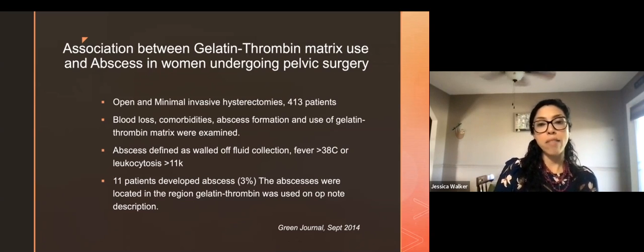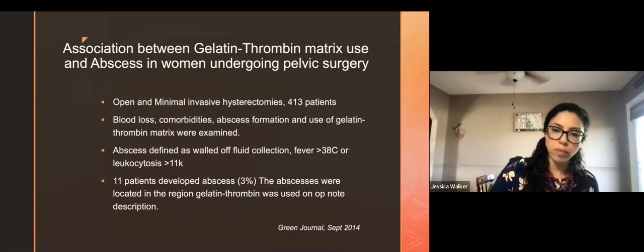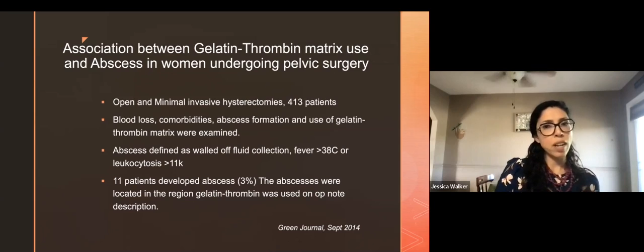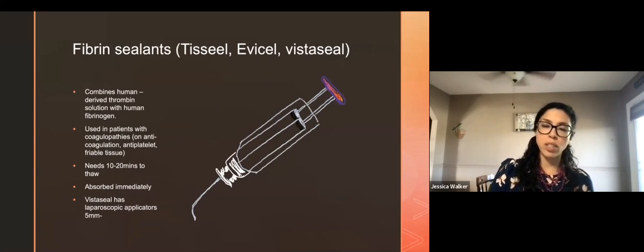But basically, 11 patients developed abscess, and all of those 11 patients were in the arm that was used with the gelatin thrombin. So 3% of the patients, and the location of the abscess was where the gelatin thrombin was noted in the operative description. So from all the research that I've done, these are definitely the ones that carry the higher risk of abscess formation, but there is also some risk of adhesions and bowel obstruction, with some case reports of that. So certainly use caution, but it works like a charm when you use it.